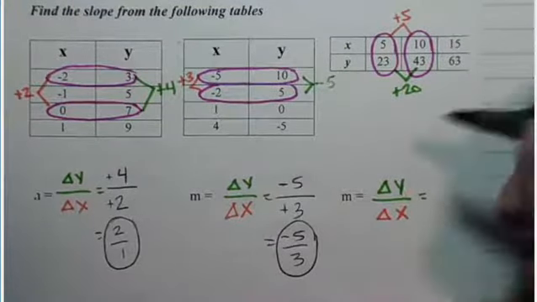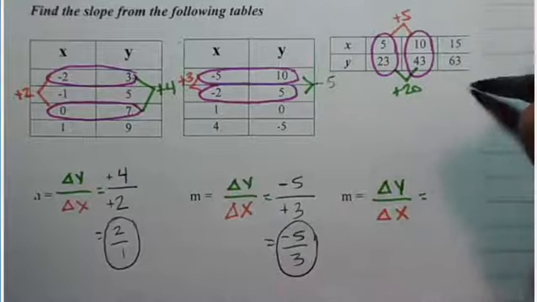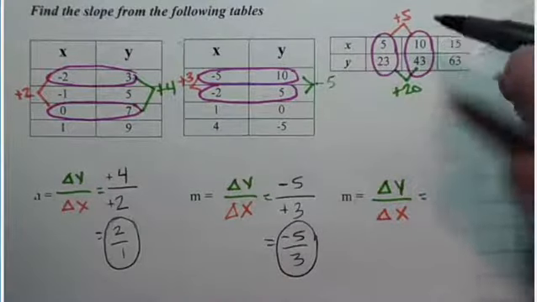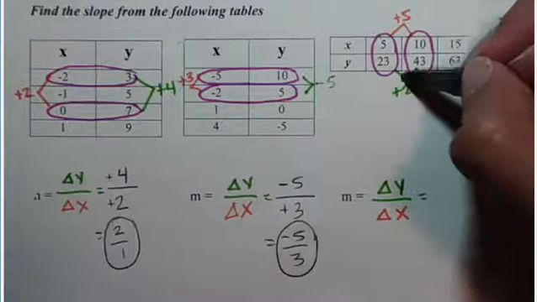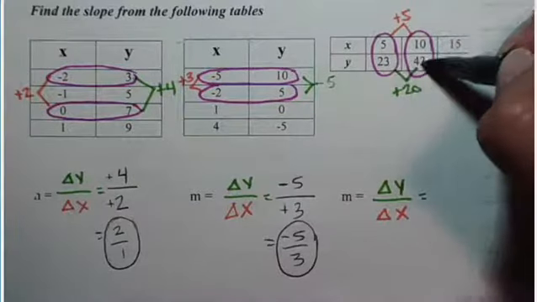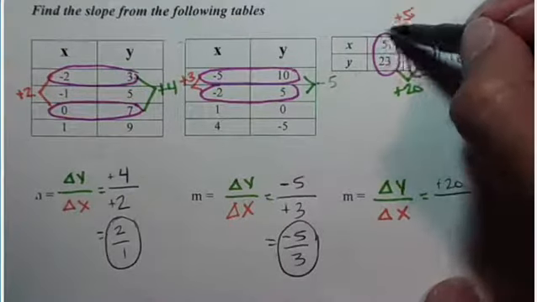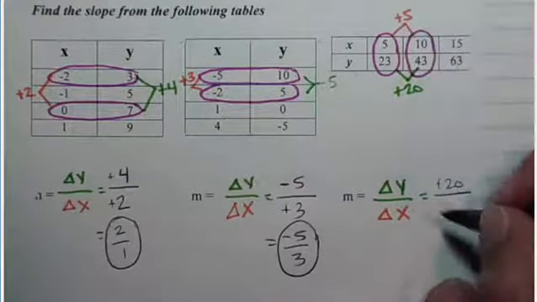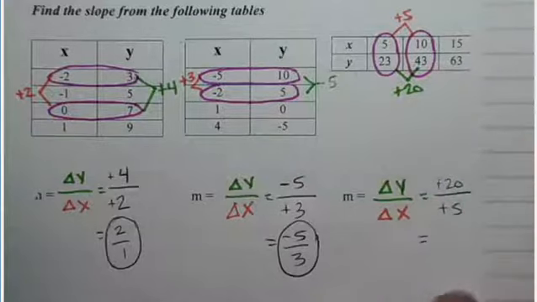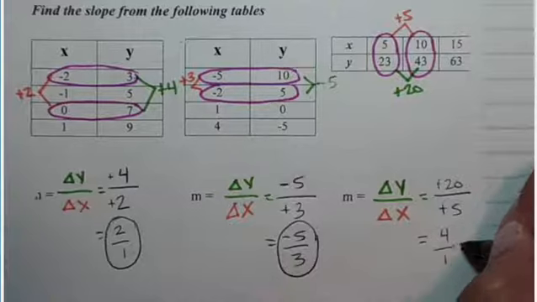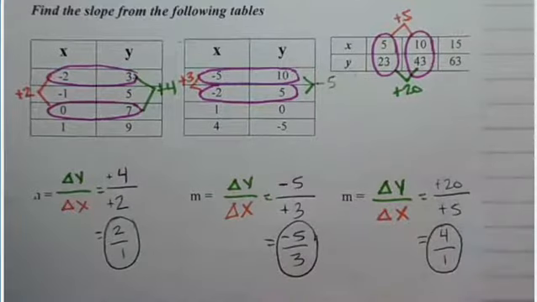And the last one is a horizontal table. So again, the y's are on the top, x's are on the bottom. So changing the y values, from 23 to 43 went up 20. And from the x values, 5 to 10, it went up 5. And 5 goes into 20 4 times. So my slope here for the third table is 4 over 1.